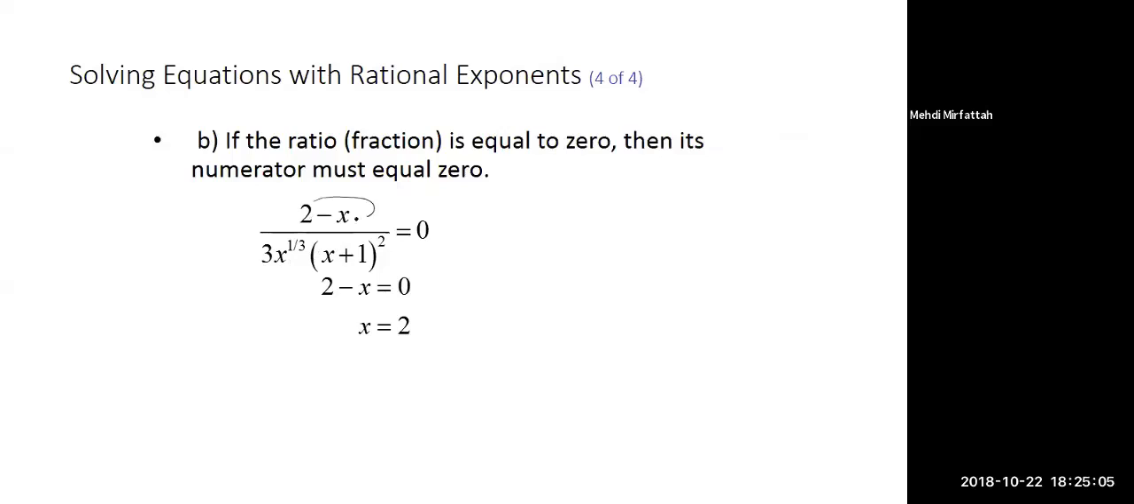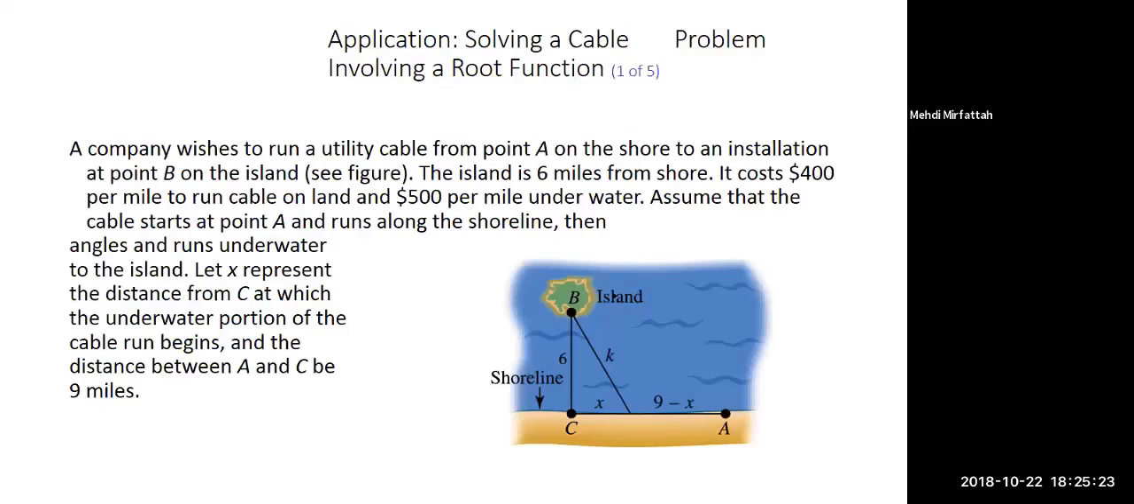So what you really worry about is the top, because if it's like a proportion, 2 minus x is equal to whatever we have at the bottom fraction times 0, which would be 0. So x would be equal to 2 here. One solution for that. This is a good example to see one of the applications for this section.